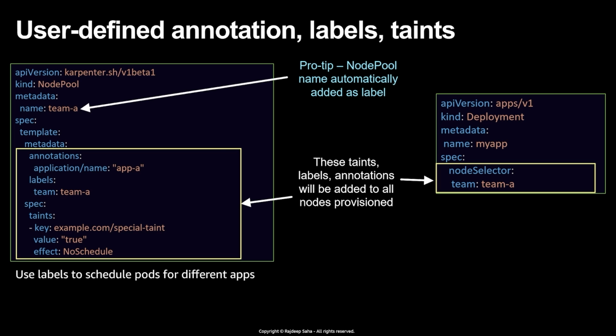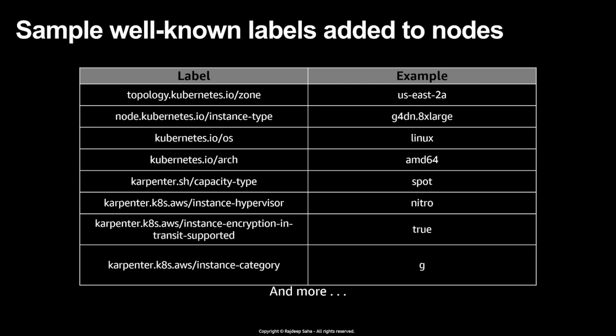So you can always use the NodePool name to schedule the pods, but that's not the best practice. You should always use some custom label or taints or annotations. Karpenter also automatically adds well-known labels to the node, so you do not need to put this in the NodePool.